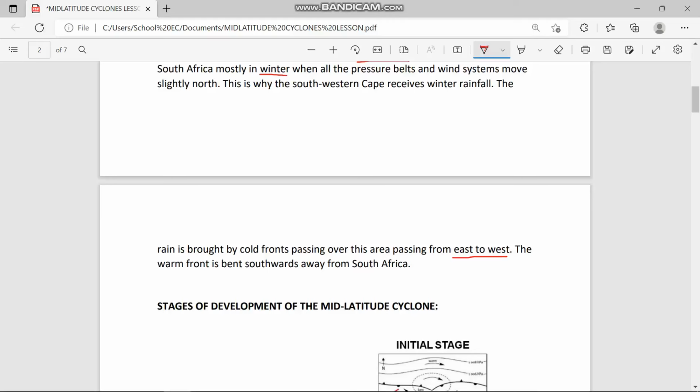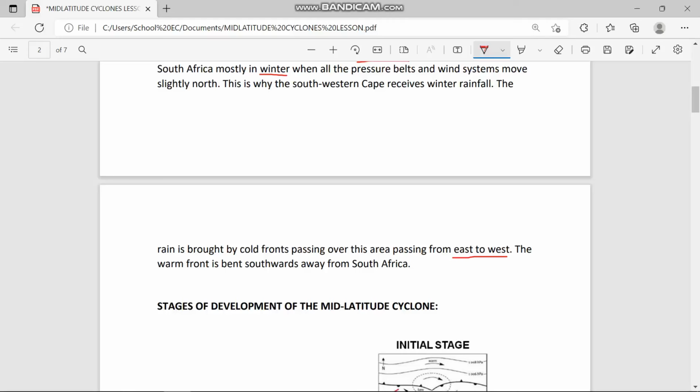If the warm front is also there, meaning that South Africa must also experience the weather conditions of the warm front, we must receive warmth in the south of the Western Cape, and must see cirrus clouds and so on. But it is now bent away from South Africa. So when this mid-latitude cyclone reaches South Africa, this warm front is bent away, meaning that the cold front is the one that is passing through South Africa, the one that is being experienced.